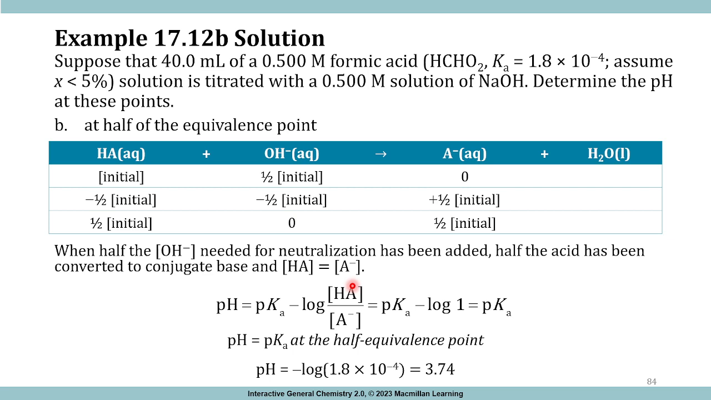The log of 1 is 0. Yeah. And so again, the pH equals the pKa whenever you have half the equivalence point. Okay? There you go. And so we take the negative log of the Ka, that gives us the pH. That's 3.74. Everybody okay with that? Okay.